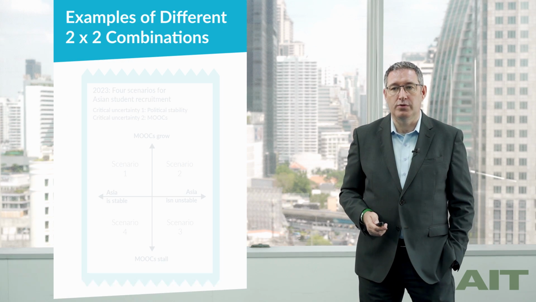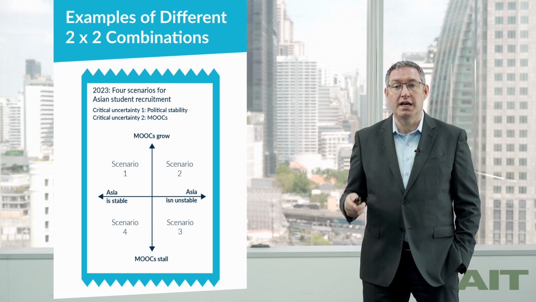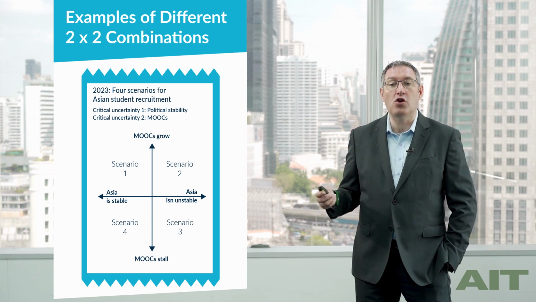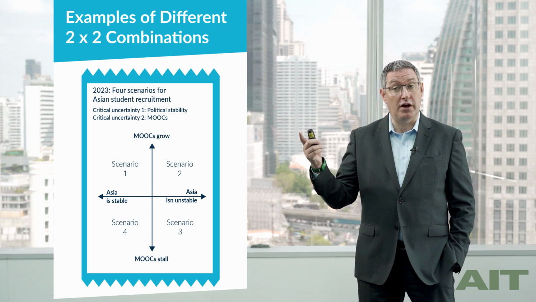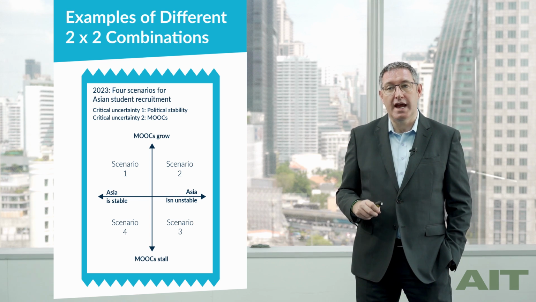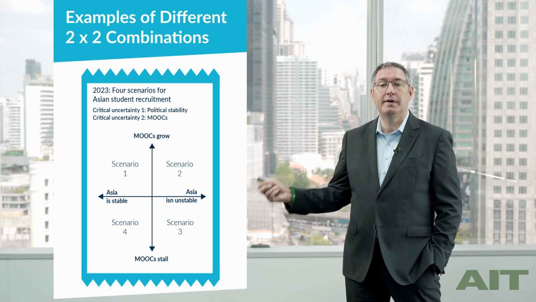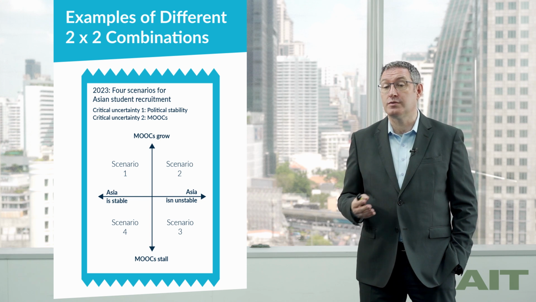Another example is about the education industry. This is education within Asia. You've got MOOCs, which is about mass online learning. You've got one variable, which is that it grows a lot. The other variable is that it stays still. Then within Asia, is it politically and economically stable, or is it going to be unstable? This one was done for 2023, so it was done 10 years ago.